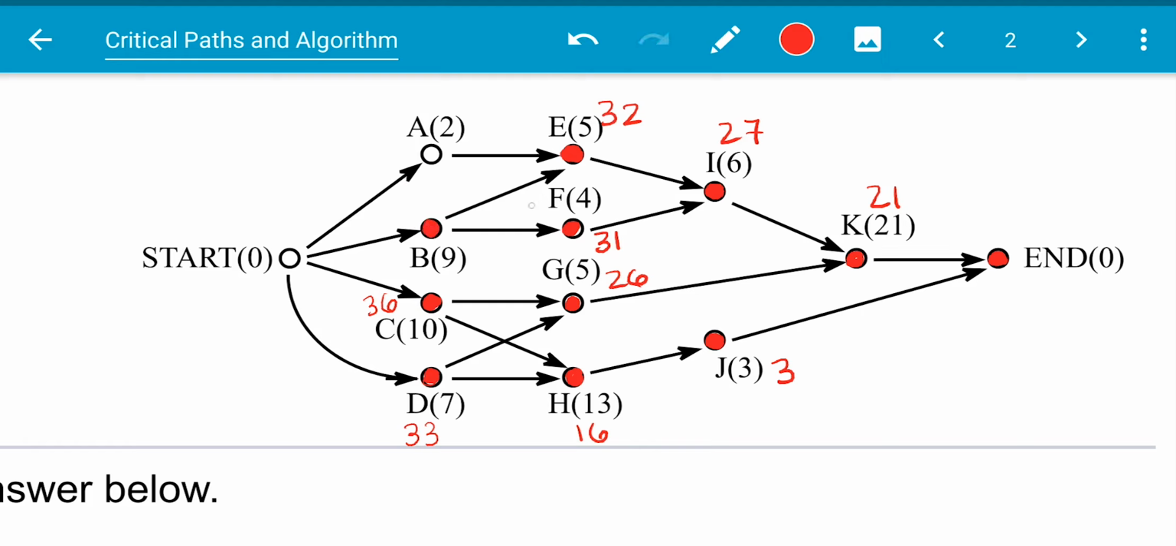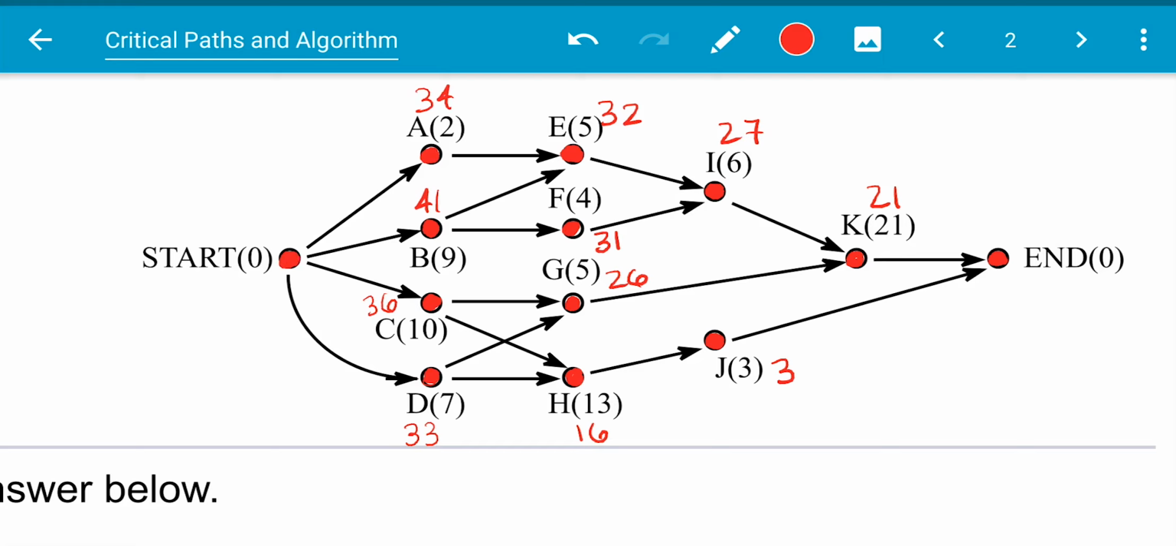So we have B, which is 9, and we only have a 32 or a 31 to choose from. So we're going to choose the 32 since that's bigger. So that's going to leave us with 41. A, we can only go from A to E. So we're going to have 32 plus 2, which is 34.